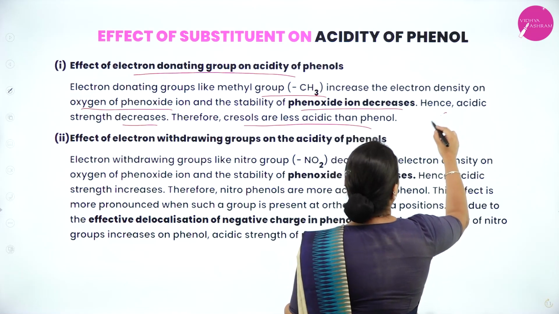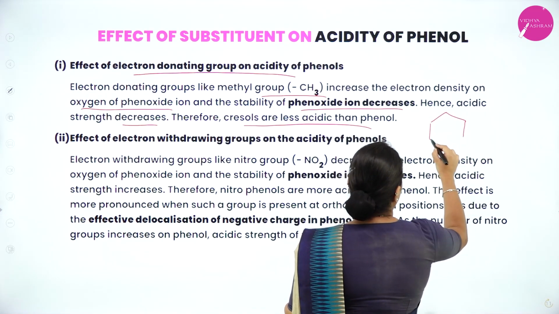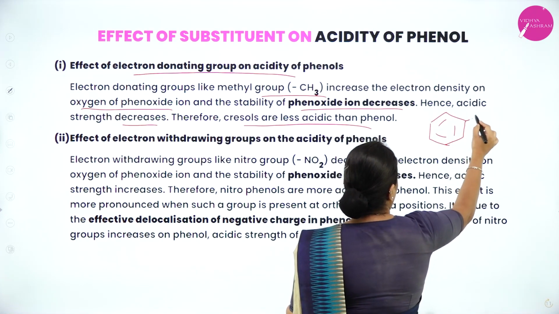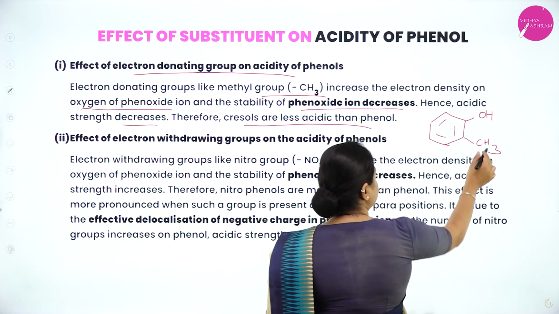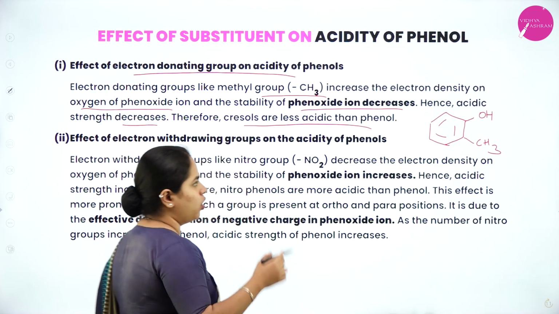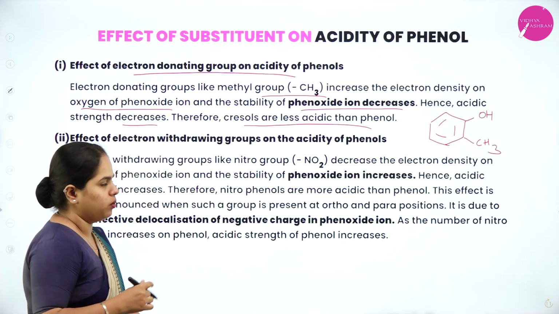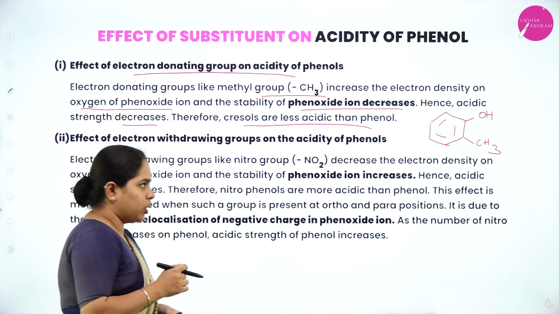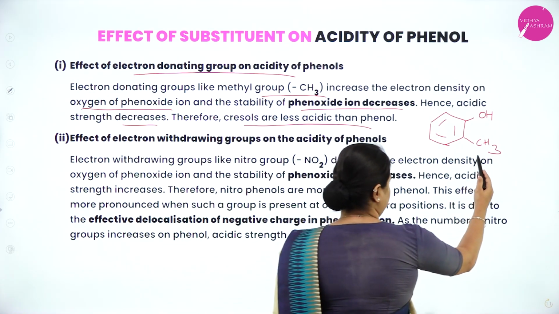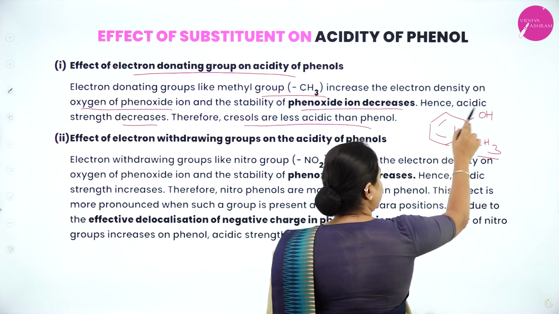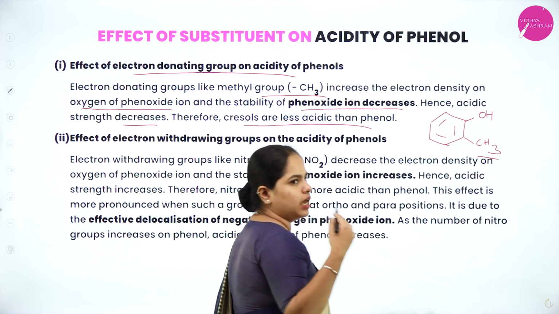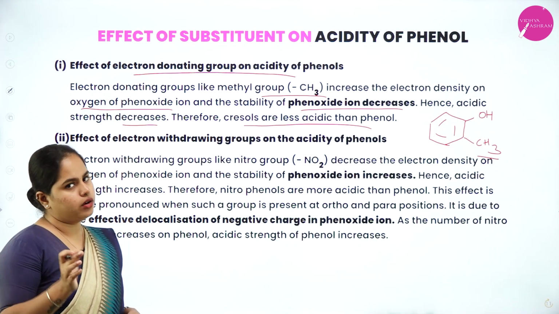So what was cresol? We have discussed this already, right? Cresol has OH as well as CH3. So this is ortho cresol, because on the ortho position you have the methyl group. Because of the presence of this methyl group, which is ready to donate its electron, the electron density in oxygen increases and the stability of phenoxide ion decreases.